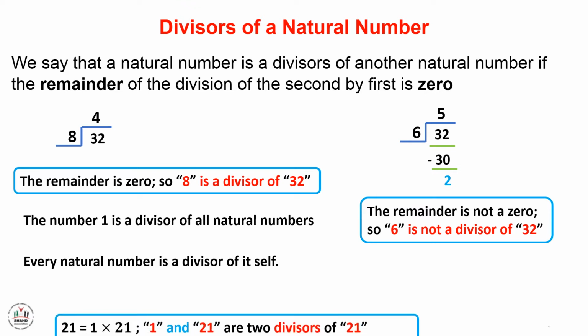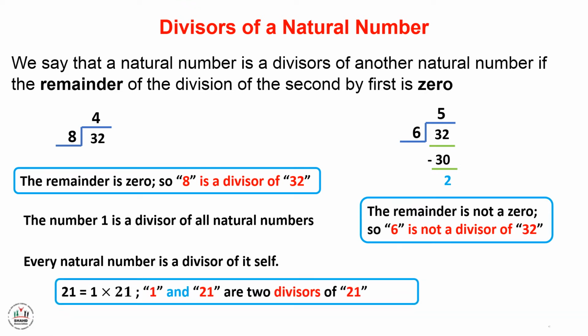So 21 is equal to 1 times 21. So 1 and 21 are two divisors of 21.